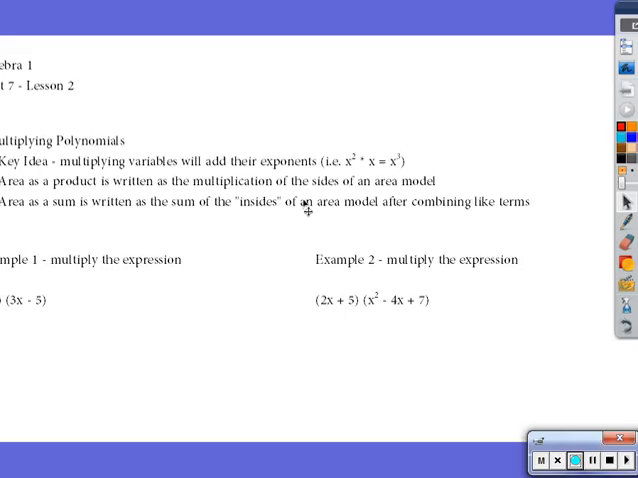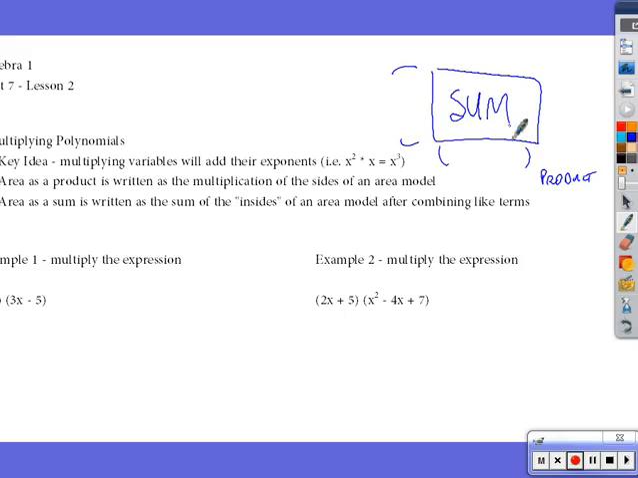Okay. Area of a product is written as the multiplication of the sides of an area model. Area of a sum is written as the insides of the model. We've been goofing that up a lot lately here in some of our review questions. So what I'm saying is the outsides are the product. The insides are the sum. Okay, so that's something you want to keep in mind here.